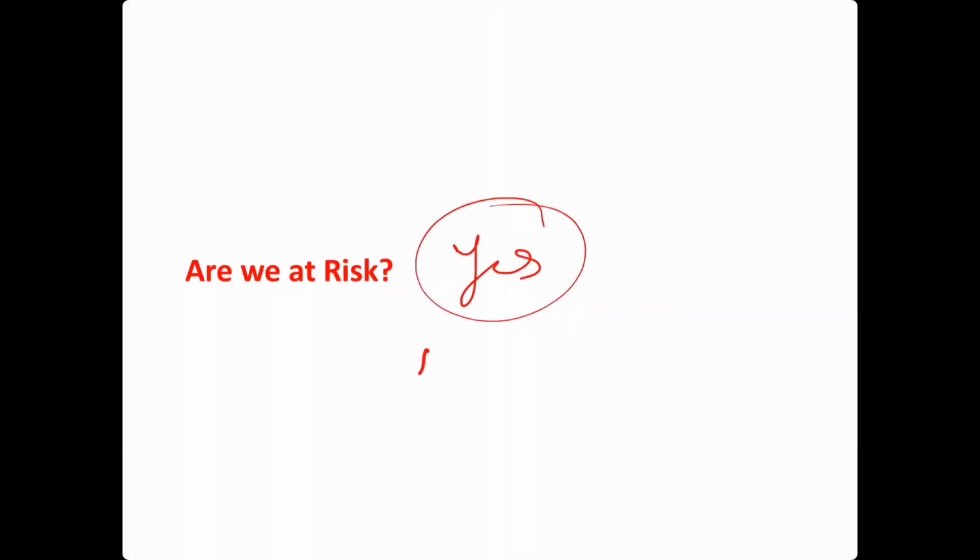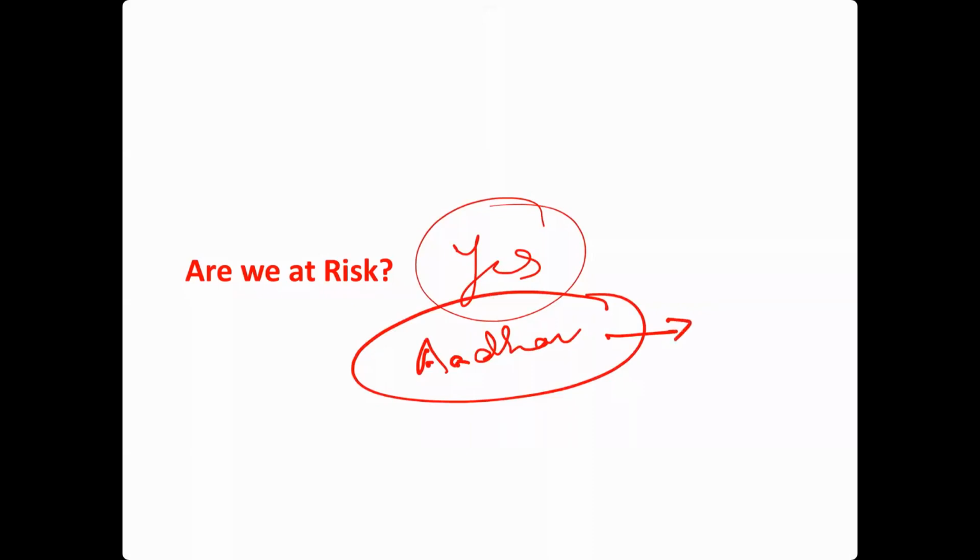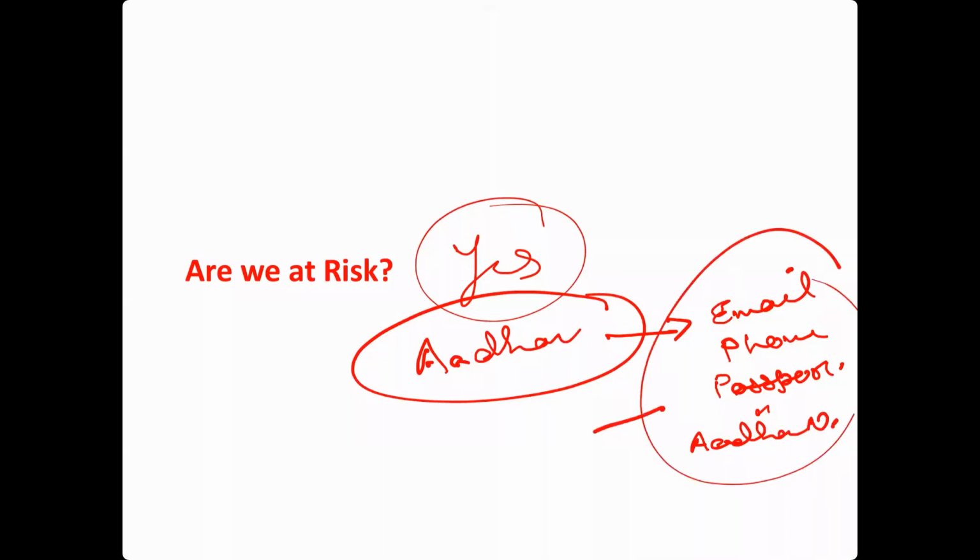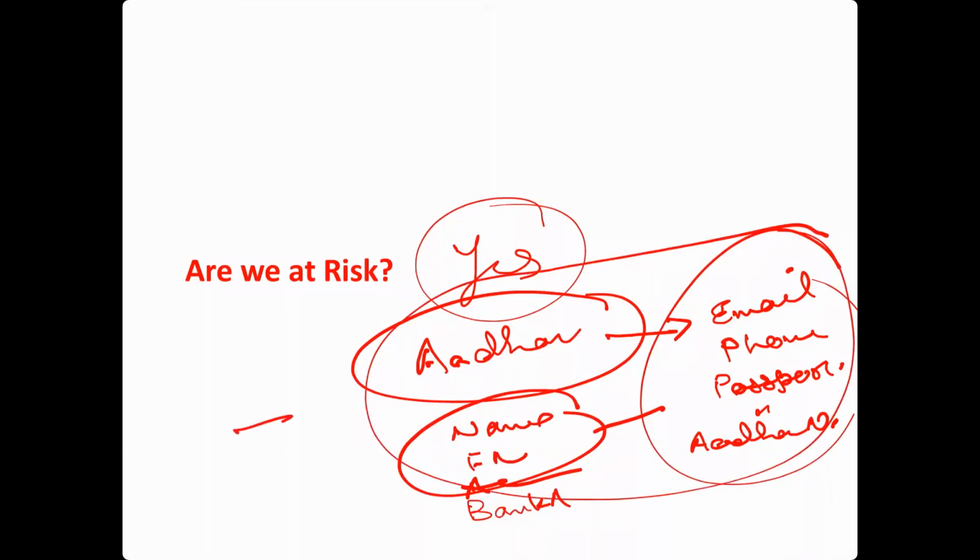Data is already there. When your Aadhaar data is available, that has almost everything, right? Including possibly your email, your phone, passport number, and Aadhaar number itself, right? Of course, your name, father's name, address, bank account number, all these available to cyber criminals. How can they exploit it? And you will start seeing calls coming to you, in very subtle form.